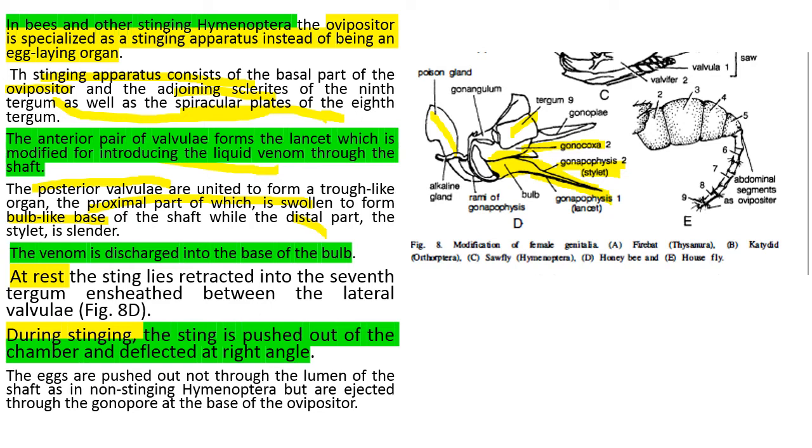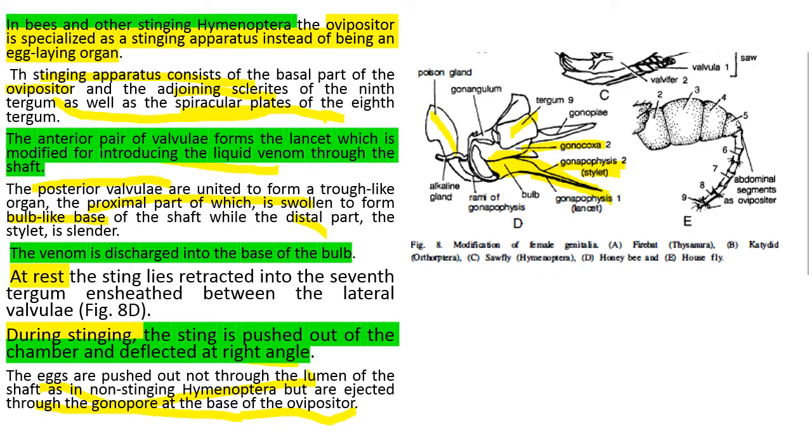And when it has to sting, during the stinging process, the sting is pushed out of the chamber and it is deflected at a right angle. Now what happens with the eggs, because it is not helping the eggs to be laid. So the eggs are pushed out not through the lumen of the shaft, as in non-stinging hymenoptera. In case of other hymenopterans which are not stinging, the eggs come out of the lumen of the shaft, but here the shaft is playing another role in the stinging apparatus. So here they are ejected through the gonopore, which is present at the base of the ovipositor. So this is a difference between the honeybee, which has a stinging apparatus, and the other hymenopterans which do not have the stinging apparatus.